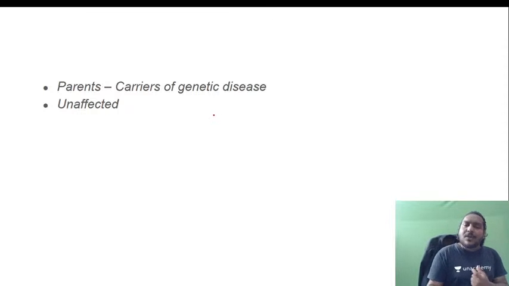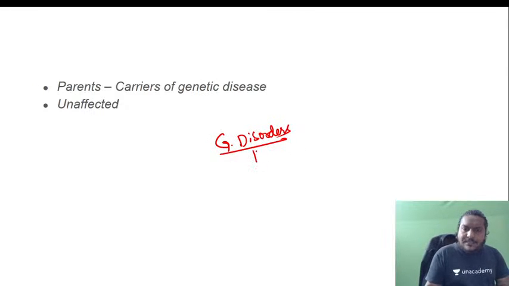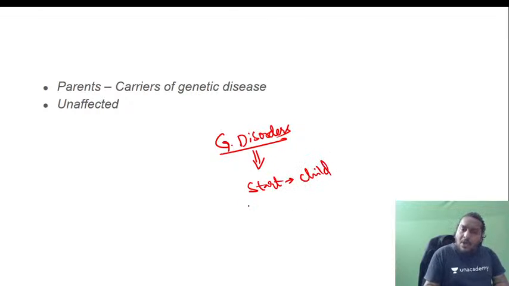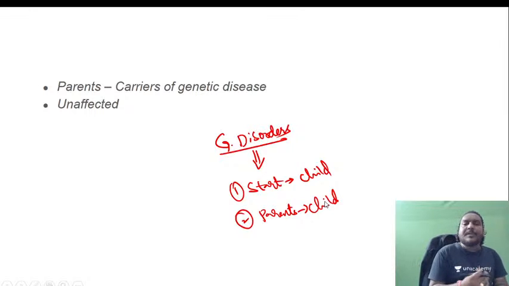So I was telling you about genetic disorders. A genetic disorder is something which could be starting right from the child, or this is the first case. Second case, this is something which could have directly come from the parents to this child. Isn't it? That is also the case. The parents to the child could also be there.